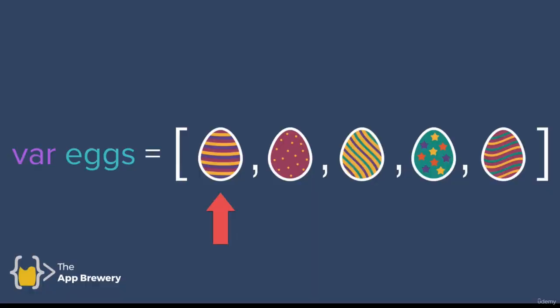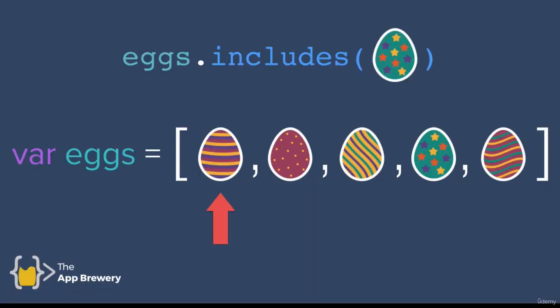Now, another cool thing that you can do with arrays is use the function includes to find out if an array includes a particular item. So for example, if I say eggs.includes this specific egg, then the computer will look through your array and see if it matches any of the items inside the array. If it does, then this line of code will return true. If it doesn't, then it will return false. So we get a Boolean as the output of this function.